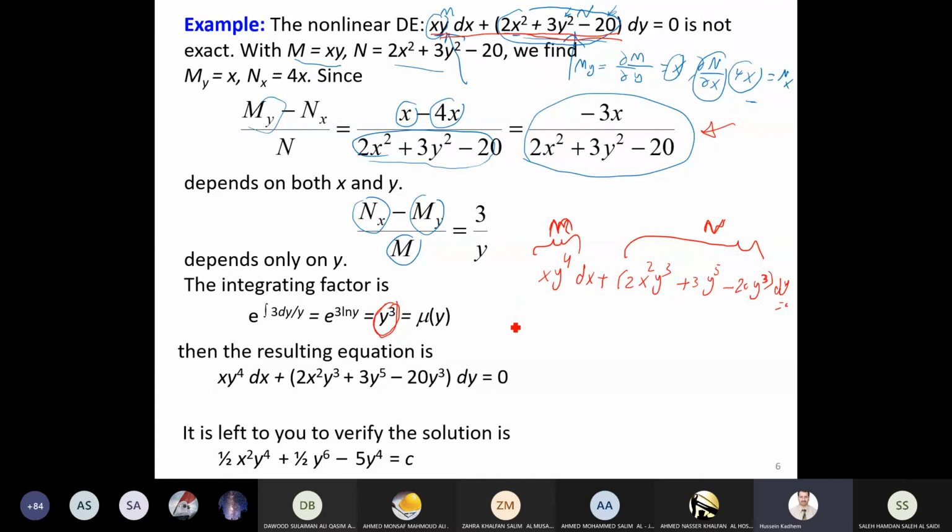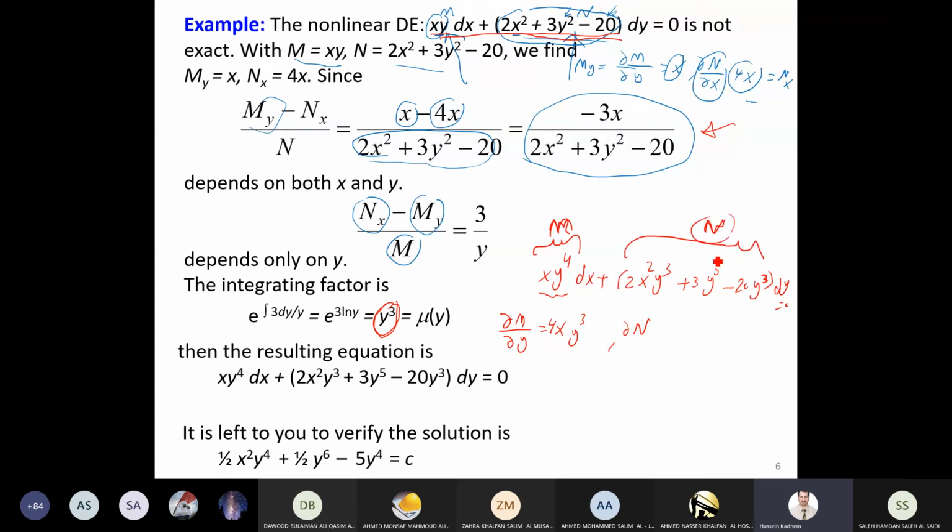Is it satisfied now or not? Partial m over partial y. Let me check this one. It will be x. There is 4 here in front. There is y to the power 3. Okay. Now let me check the second one.